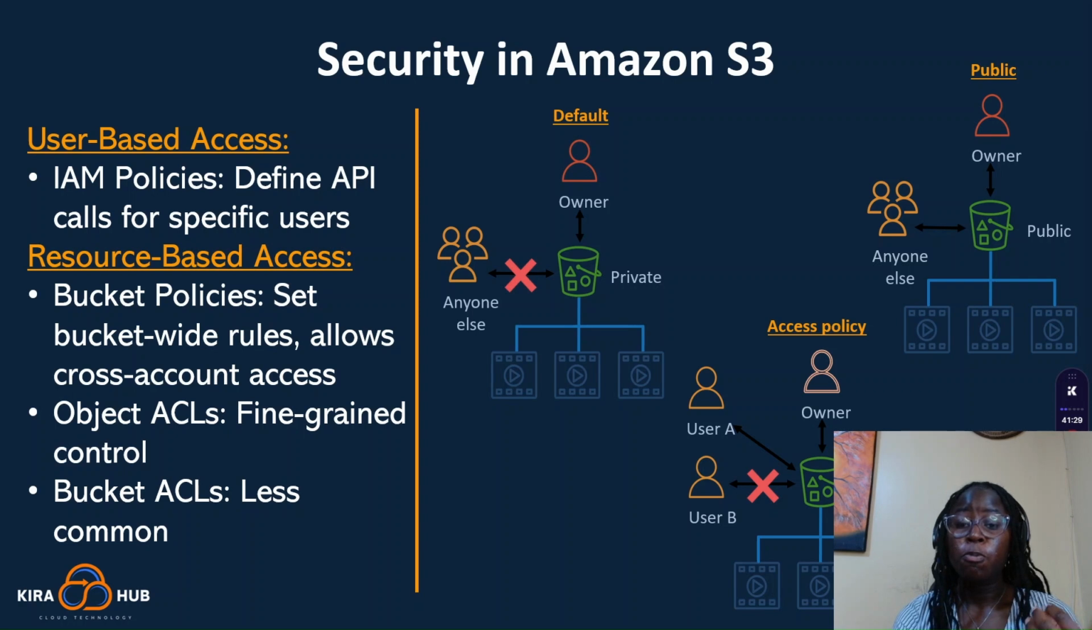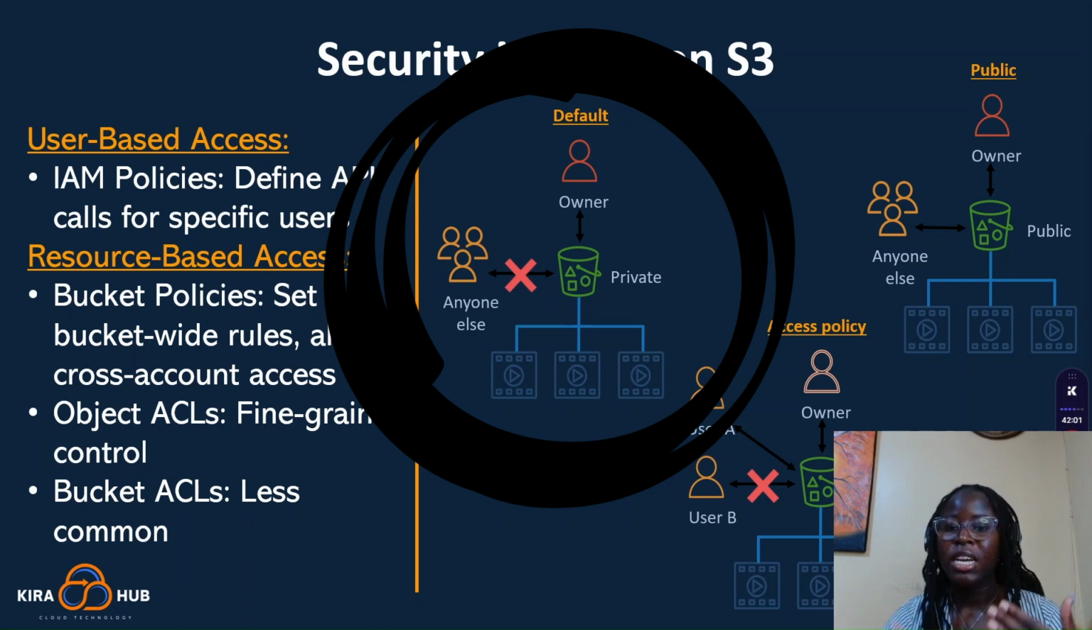So what makes it possible for you to access an object in S3? Your IAM permissions must allow that access. The bucket policy or bucket access control list, so the resource-based policy, must also allow that access. And if there is any explicit deny anywhere in any of the policies, your access is going to be denied. So by default, as you see in the diagram, a bucket is always private. Only the owner has access to it.